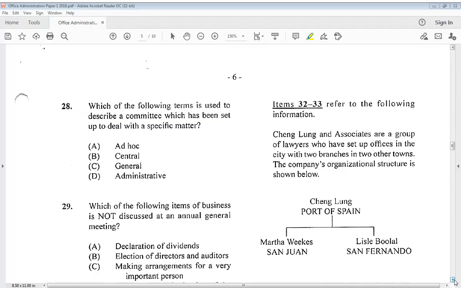28. Which of the following terms is used to describe a committee which has been set up to deal with a specific matter? A, ad hoc, B, central, C, general, D, administrative. So a committee to deal with a specific matter. So we know that would be general.